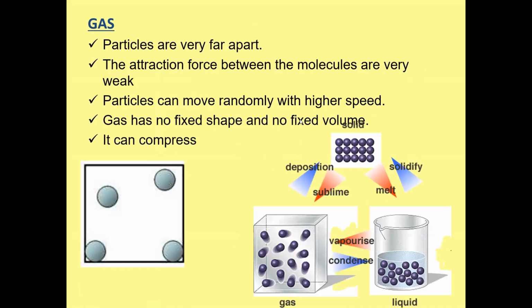Then what are the changes of state? In a solid, you have a regular arrangement of the particles. In a liquid, the particles have no regular arrangement. They can move around each other, and in gases, the particles are free to move. If we convert solid into liquid, we call it melting. If we convert liquid into gas, we call that boiling, or it can be evaporation. If we convert gas into liquid, we call it condensation. If we convert liquid into solid, we call it freezing.